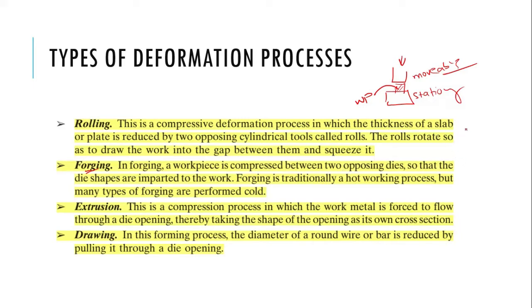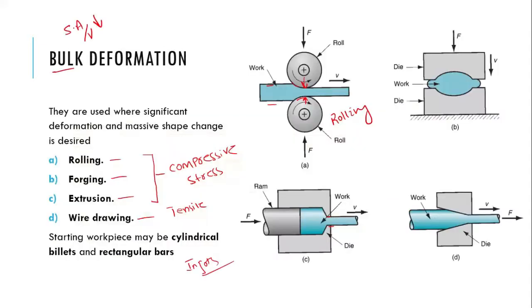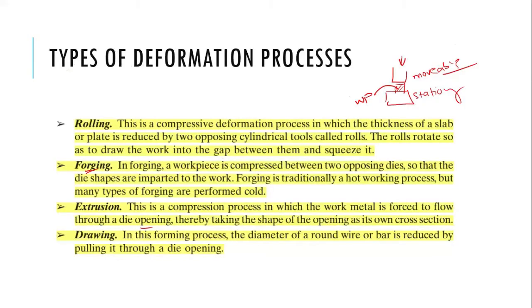Again, all of these four processes can be performed as cold working, hot working, or warm working. Then you have the extrusion one. As we have discussed, it's again a compression process in which the work part is forced to flow through a die opening, and ultimately takes the shape of the die. So this is the metal that is forced through the die opening, taking the shape of the die. And the last one is the drawing one.